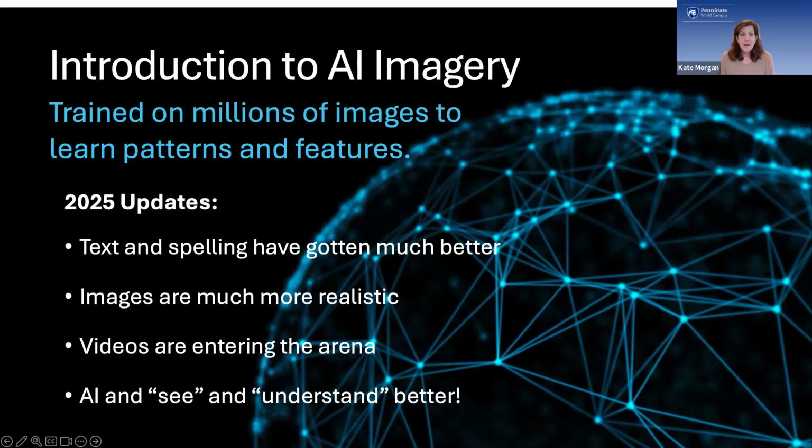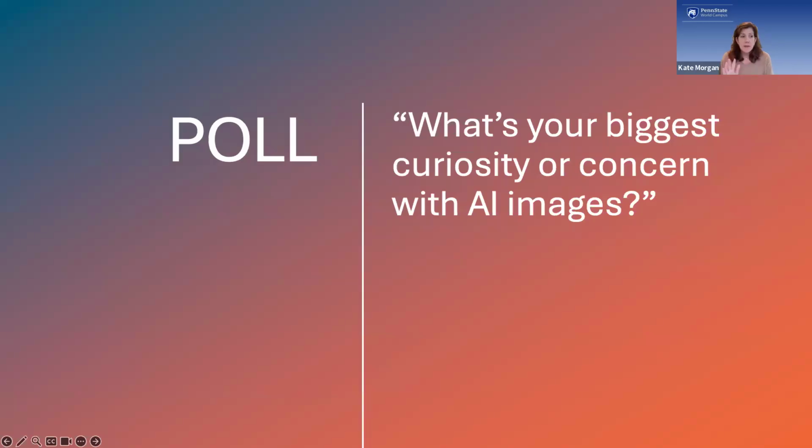So watch out. The other part that I really like about images, though, is now AI can see and understand images. So it can actually look at the pixels in an image and interpret them, which is very, very cool and very, very useful. So really quickly, I know we're a little short on time, but what is your biggest curiosity or concern with AI images? If you want to type something into the chat box, maybe we can address that at some point. But I was just really curious what people were thinking about AI imagery. Love it or hate it, it's here. So what is your curiosity?